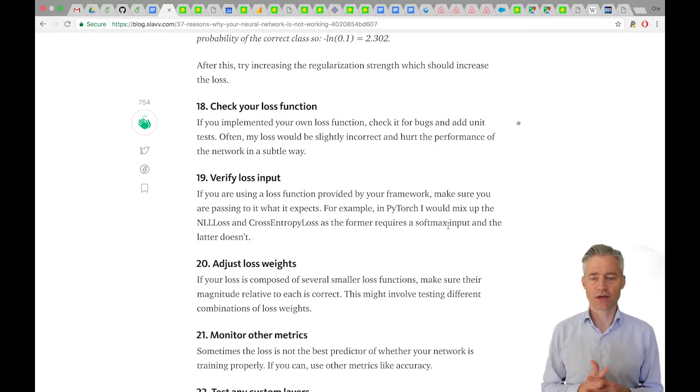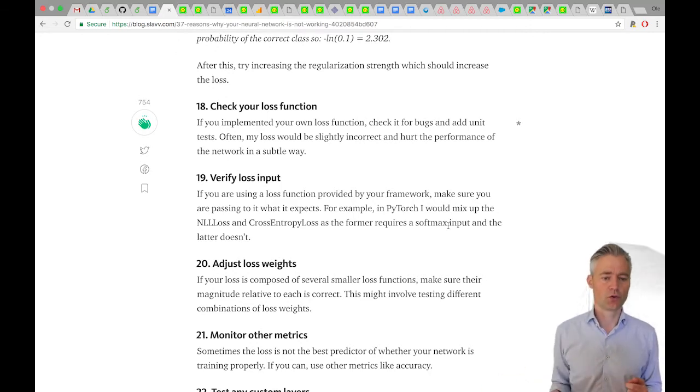Yes, and you should also check whether your loss function actually does the right thing. For example, if you really give it zero input, a random input, would it then give an error which is close to this 2.3?